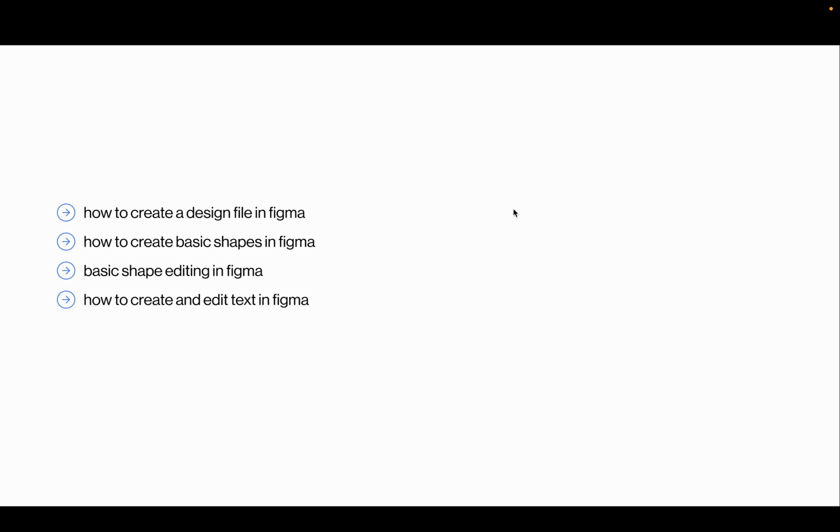Hey guys, welcome back. So in this episode, we are going to learn how to create a Figma design file, and after that, we are going to learn how to create basic shapes in Figma. Now, when we learn how to create basic shapes in Figma, we are going to learn basic editing for some of those basic shapes. And to round up this episode, we are going to learn how to create and edit text in Figma.